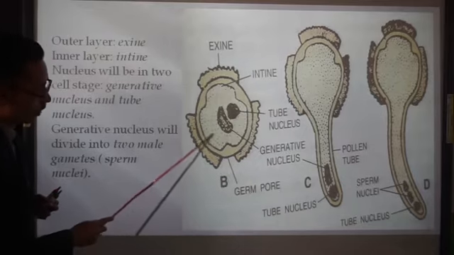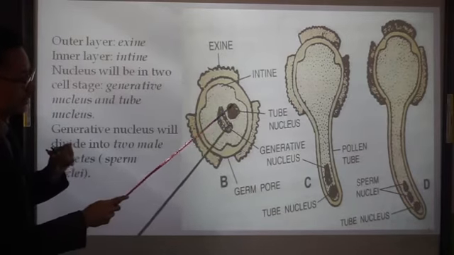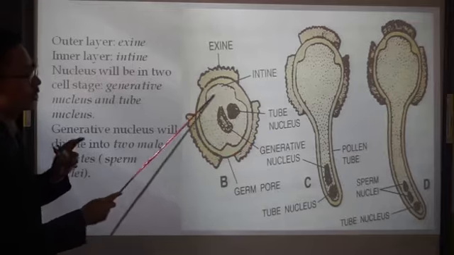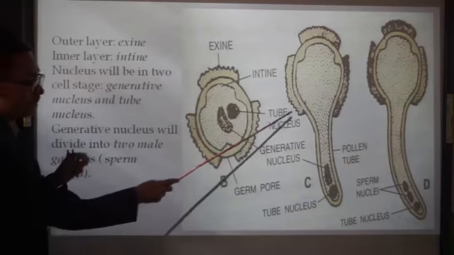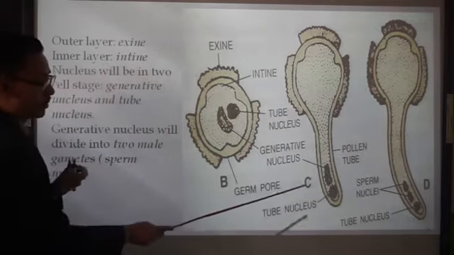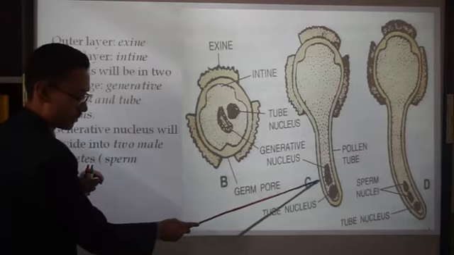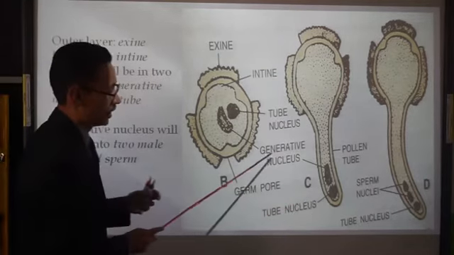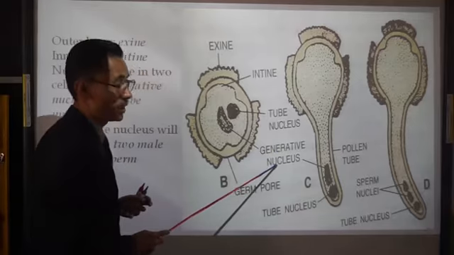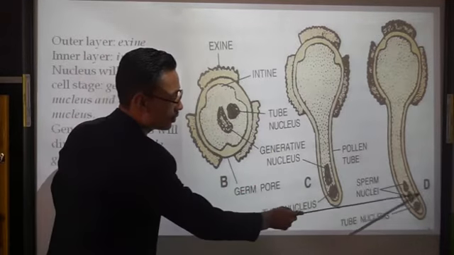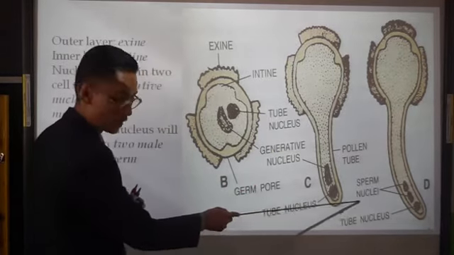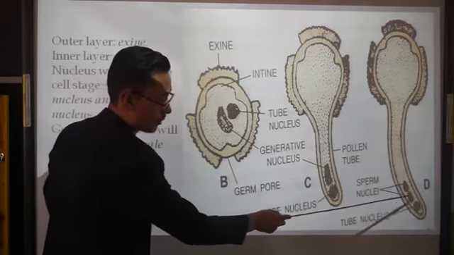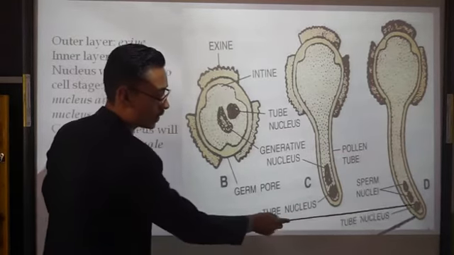Clear? And inside the pollen grain we will find two nuclei, the generative nucleus and the tube nucleus. This is called two cell stage. And even in the pollen tube we will find the generative nucleus and the tube nucleus. And ultimately this generative nucleus will divide to form two sperm nuclei. So this is called the three cell stage with two sperm nuclei and one tube nucleus.